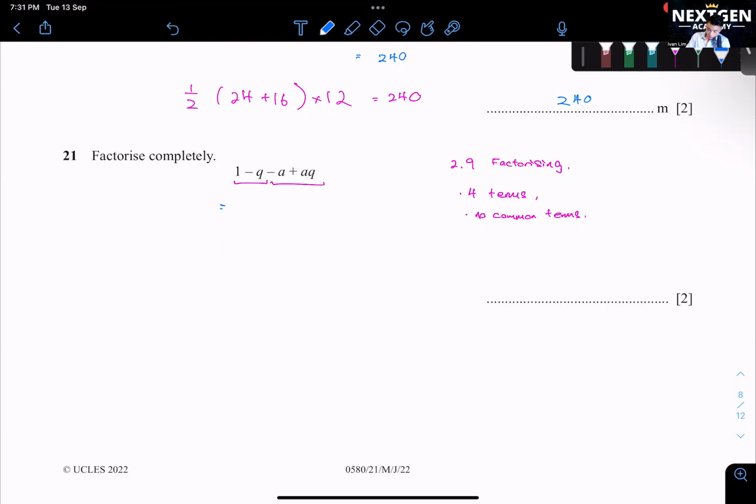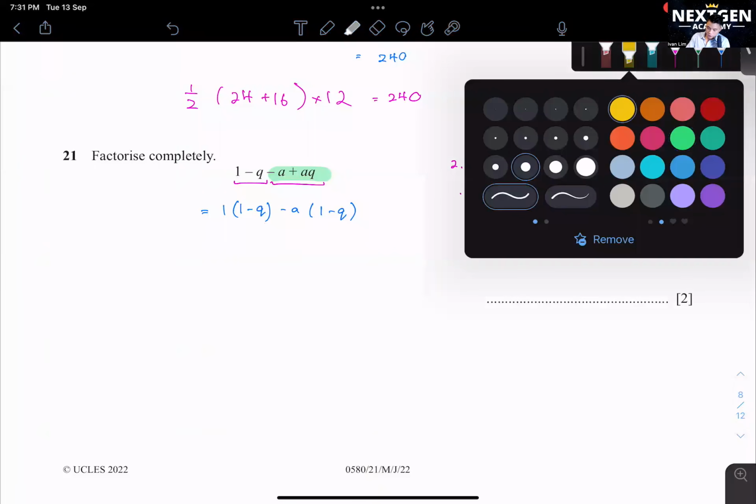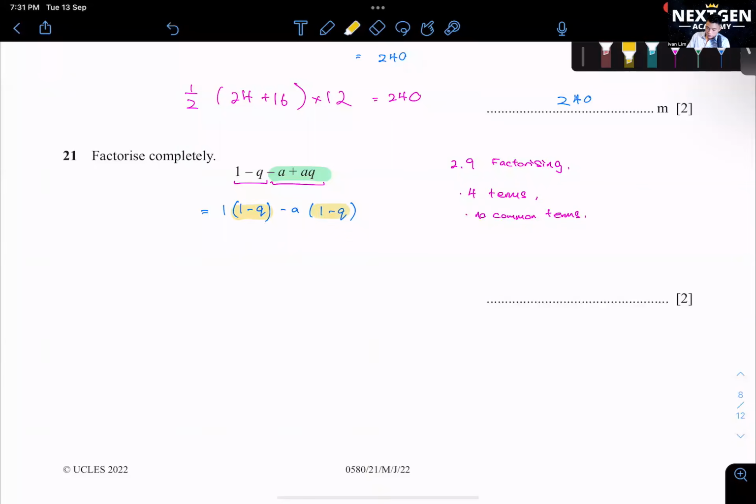What I mean is, here I can write 1 minus q. Then from these 2 other terms, I factorize out negative a so that 1 minus q will appear also. You can write it like this: 1 bracket 1 minus q minus a bracket 1 minus q. My first goal is to get a common factor between both pairs. Then the values outside you put inside the bracket, so it'll be 1 minus a, 1 minus q.